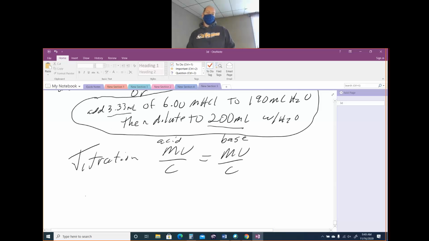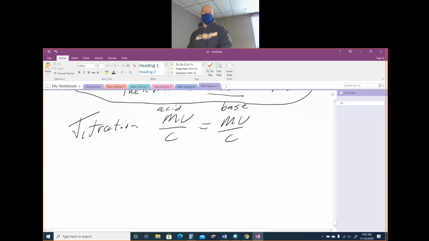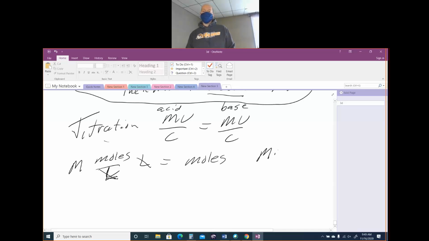Also, this is for liquids. For solids, note here that M is moles per liter, and V has to be in liters, so that the liters cancel the liters and you get moles. So molarity times volume equals moles, n. That is one way that you can get moles.